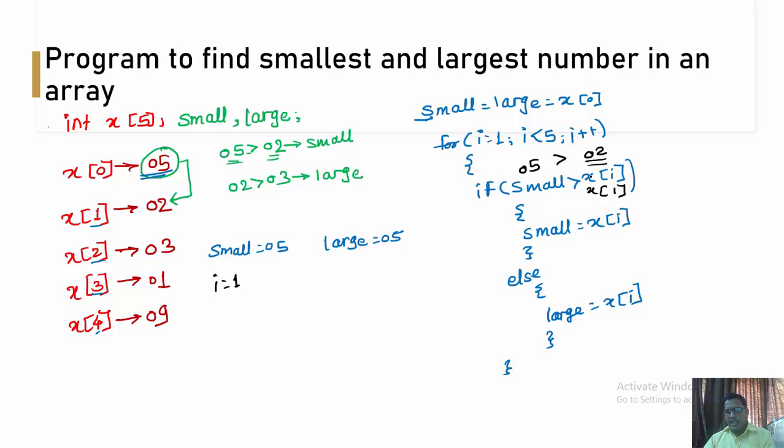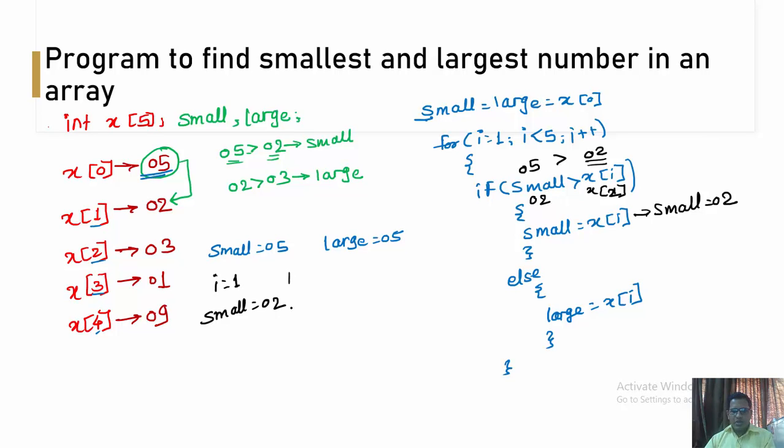So now the second number, that is x of 1. Now small is going to get updated with what? Small is equal to 02. So in the first execution, small is equal to 02. Now it is going to increment the value of i by 1. So the new value of i is 2, right? And what is the new value of small? The value of small is 02.